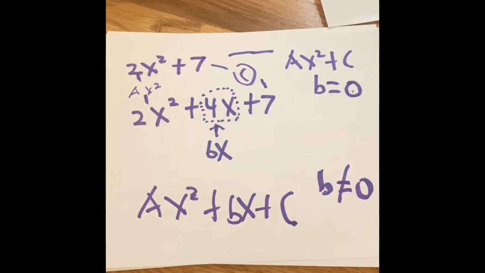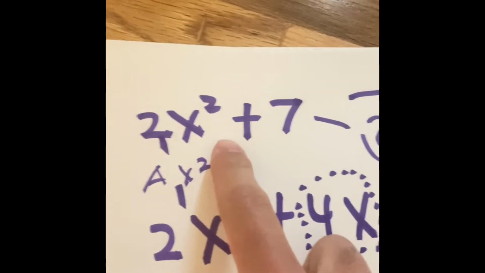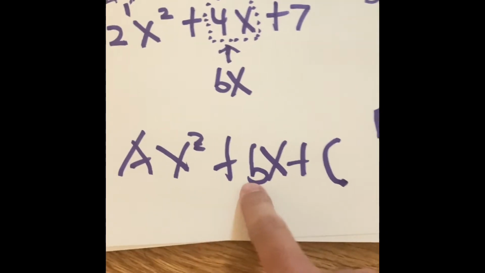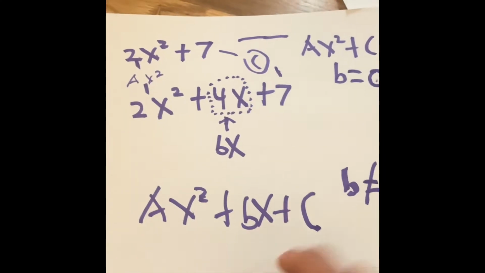So what we're going to be doing next is graphing the one without the bx and the one with the bx. And we'll see why they are a bit different.